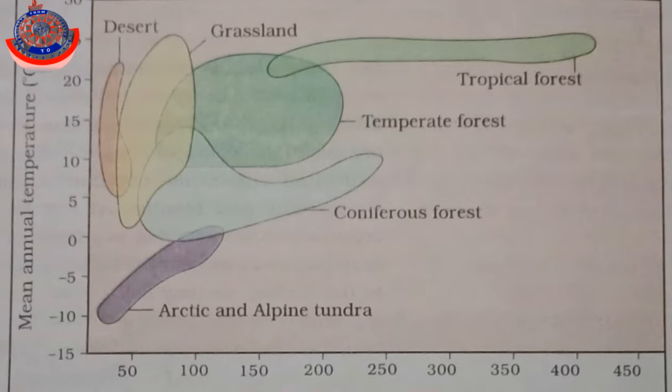Now in this graph you can see the different biomes that are present here, like desert, grasslands, tropical forest, temperate forest, coniferous forest, and Arctic and alpine tundra. On one side the mean annual temperature is given, and on the other side the mean annual precipitation is given. So this graph tells us the range of annual temperature versus annual precipitation in which each biome is present. Regional and local variations within each biome led to the formation of a wide variety of habitats.